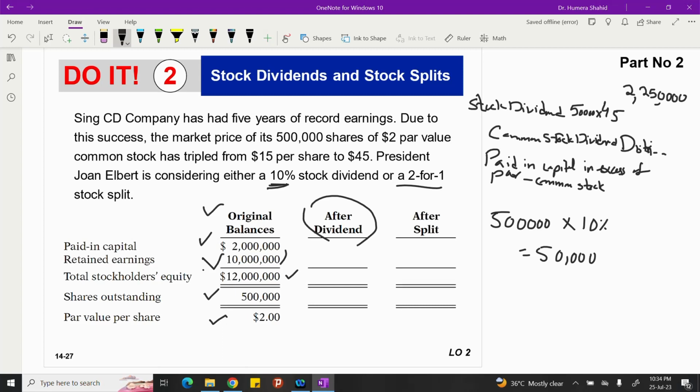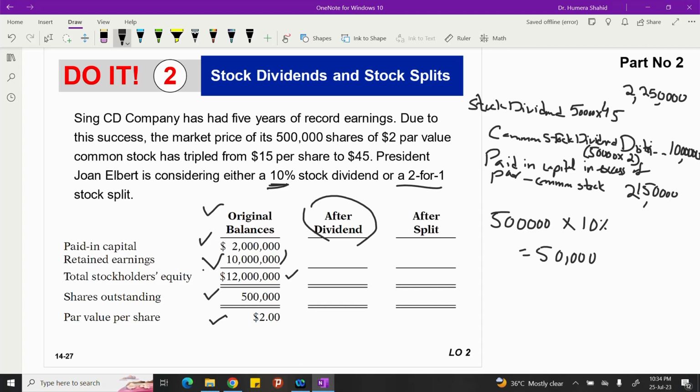And common stock dividend distributable is going to get credited with the par value. So 50,000 shares multiplied by par value of 2, I will have here 100,000. And then what's next? Paid-in capital in excess of par common stock. So the difference is going to be in paid-in capital. That is going to be 2,150,000.